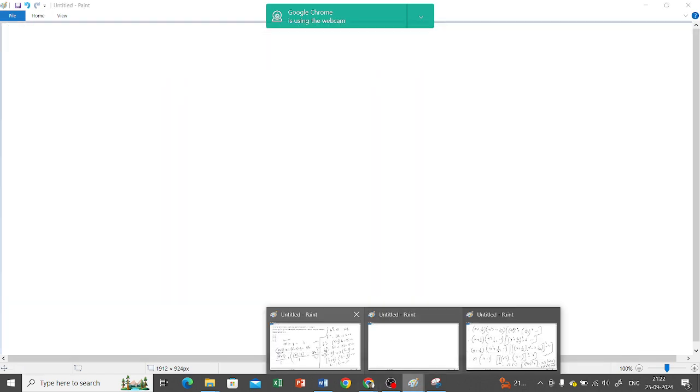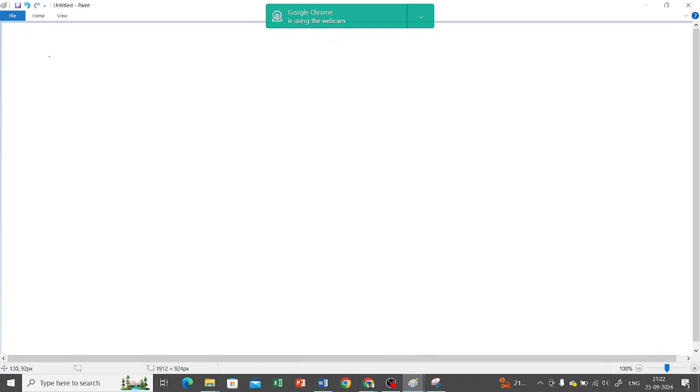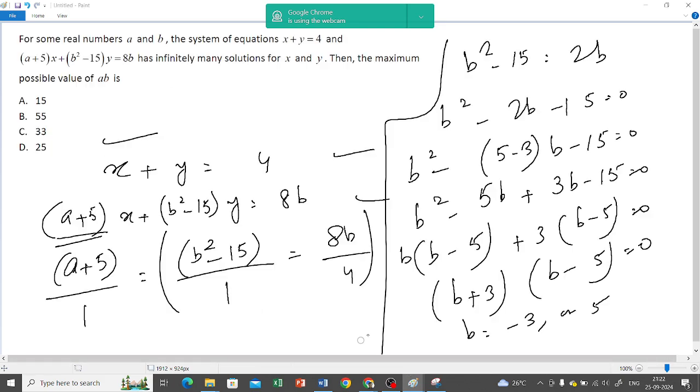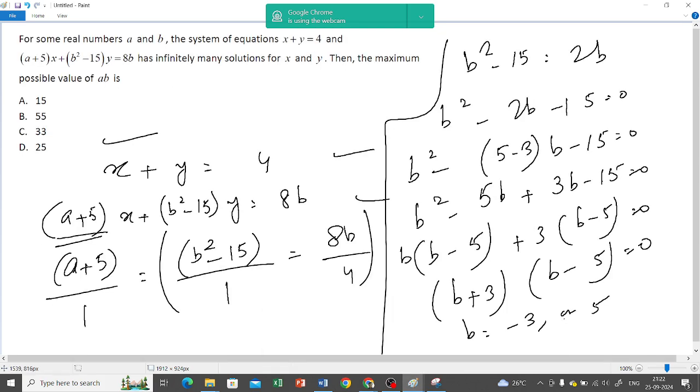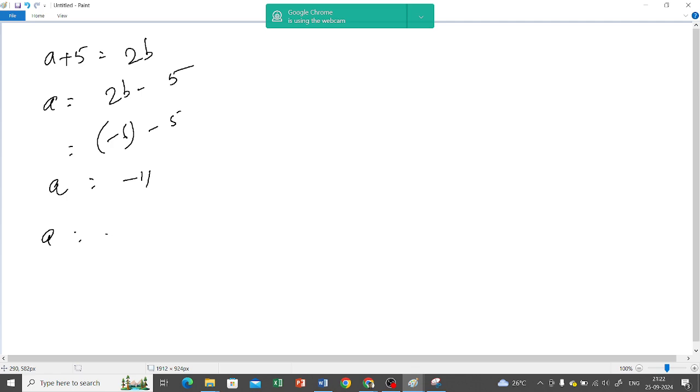So let me take a plus 5 is equals to 8b by 4, that is 2b. Okay, so a is equals to 2b minus 5. So when b is minus 3, I'm going to get minus 6 minus 5, that is going to be minus 11. Okay, now when b is equals to 5, then what I'm going to get? Minus 10 minus 5, that is going to be minus 15. Alright, this is what we have.